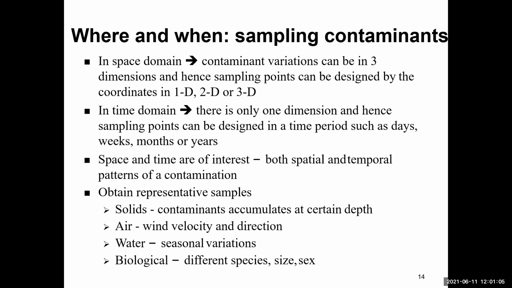We need to obtain representative samples of solids, air, water, and biological material. For solids, the contaminants accumulate at a certain depth. For air, wind velocity and direction matter. Water varies with seasonal variation. Biological samples differ by species, sites, and so on.